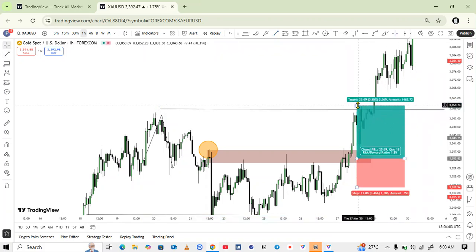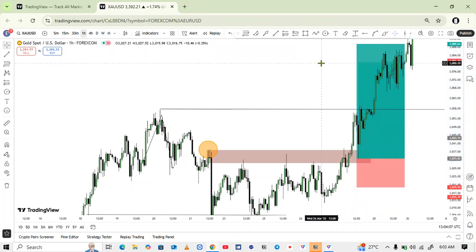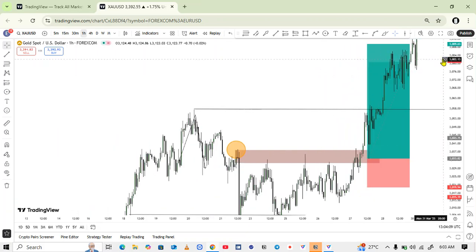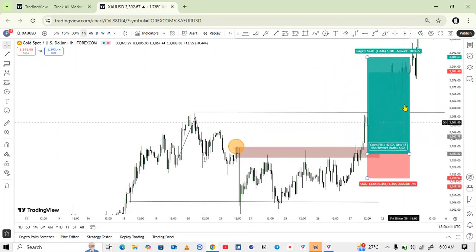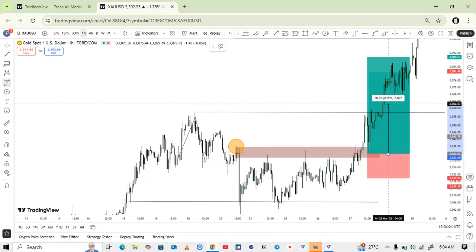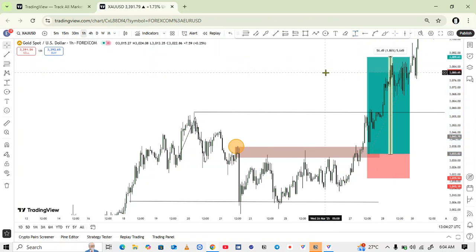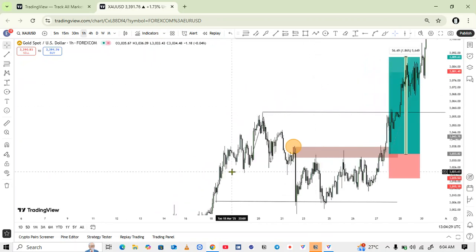And this entry is a 90%. It gives us a 90% win rate, and you can see how price tapped into it, and what happened? It displaced from it and gave us a massive entry. This is precisely how many pips on gold. This price delivered 5,000 pips on gold, which is a very, very good and precise entry.